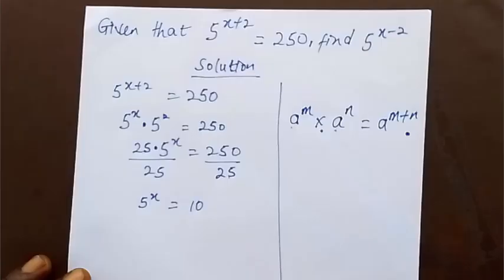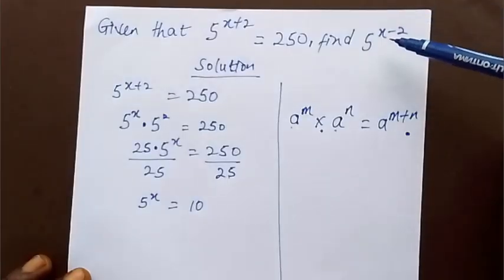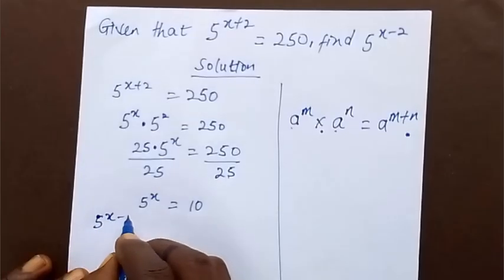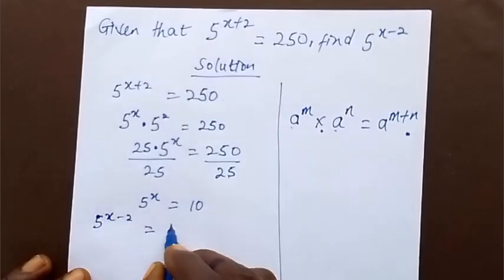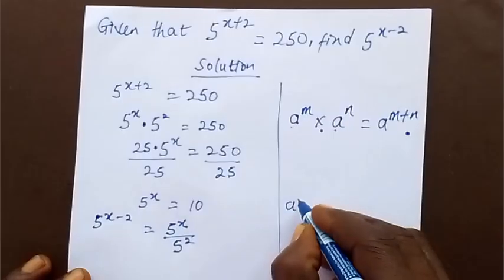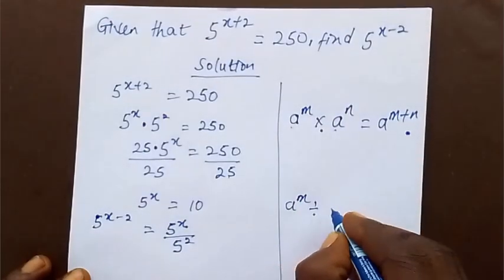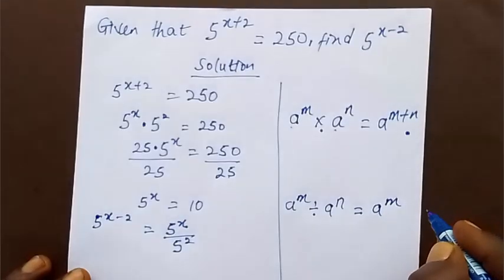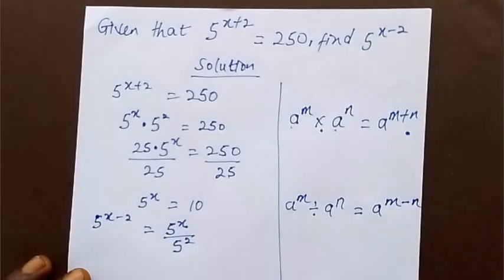But we are not asked to find 5 raised to the power x. We are asked to find 5 raised to the power x minus 2. 5 raised to the power x minus 2 can be written as 5 raised to the power x all over 5 raised to the power 2. That is, again, another law of indices says that a raised to the power m divided by a raised to the power n can be written as a raised to the power m minus n. So if I have this one, I can expand to give us this.